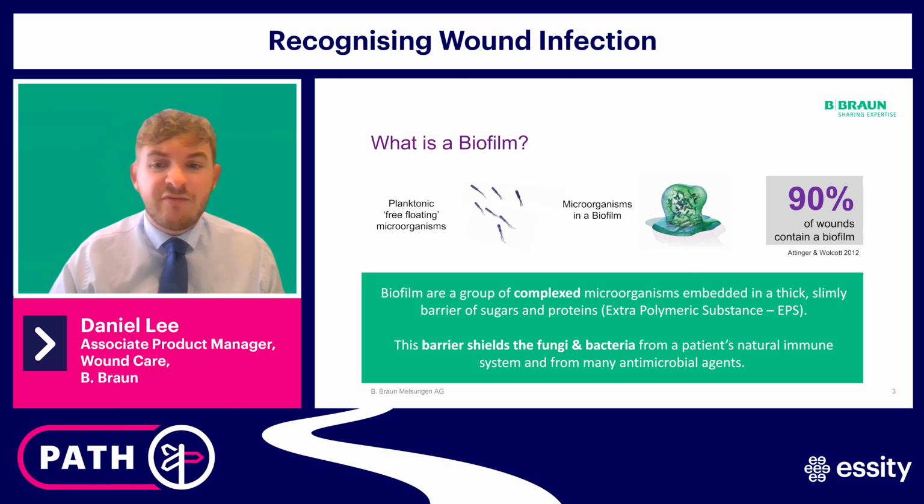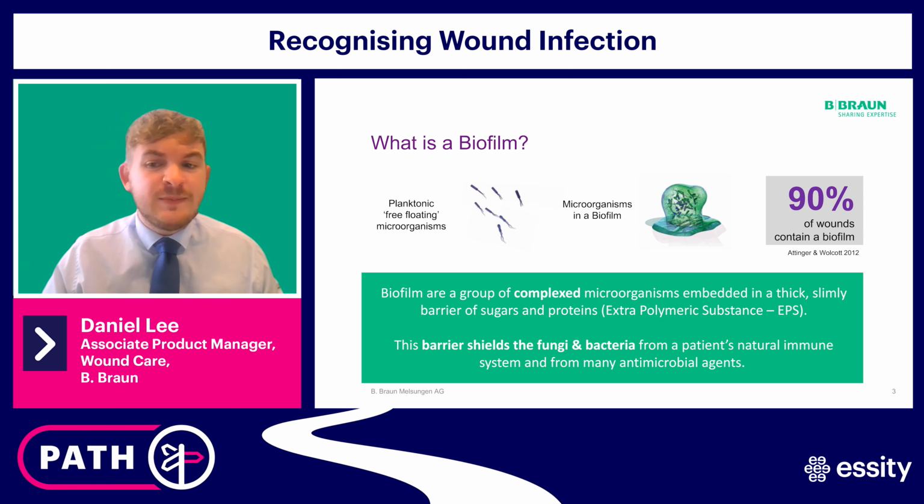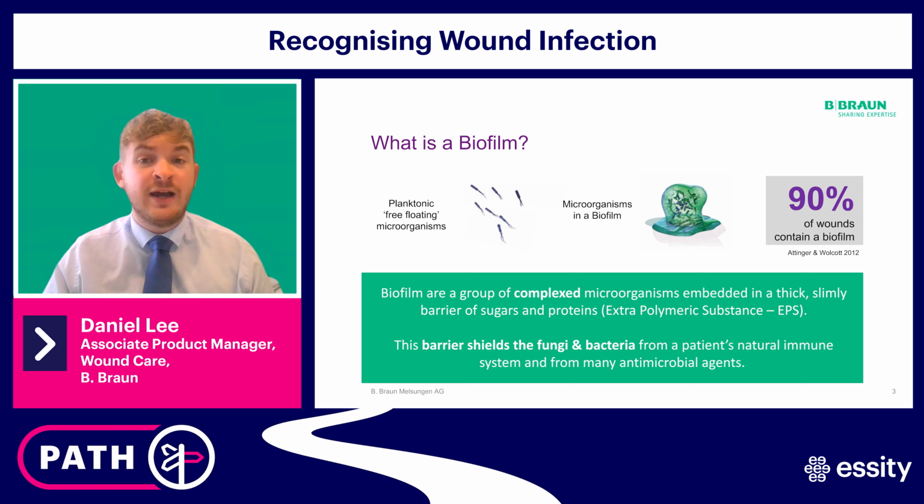But what actually is a biofilm? We know that over 90% of chronic wounds contain a biofilm, and compared to planktonic free-floating microorganisms, which are relatively easy to remove, bacteria in a biofilm group together and develop a thick, slimy barrier of sugars and proteins, and we call this the EPS. This barrier shields the bacteria and fungi from antimicrobials and the patient's natural immune system.